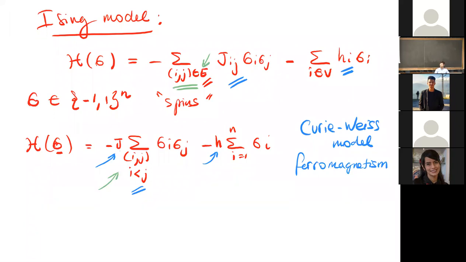Yes, you can think of something simpler, which is when J is equal to 0, but then everything is decoupled and it's not interesting anymore. So the simplest model of coupled particles, by coupled we mean interacting particles, is this one. And this model exhibits phase transitions.